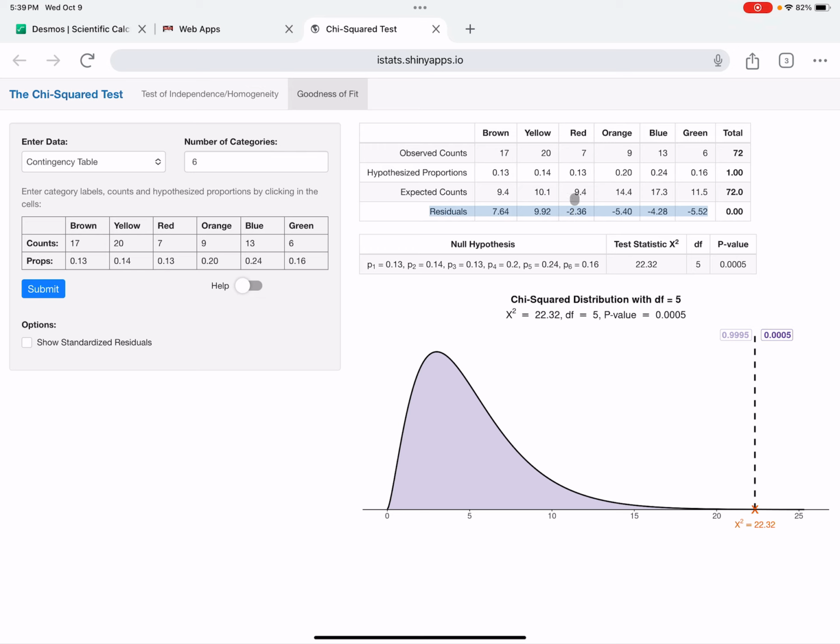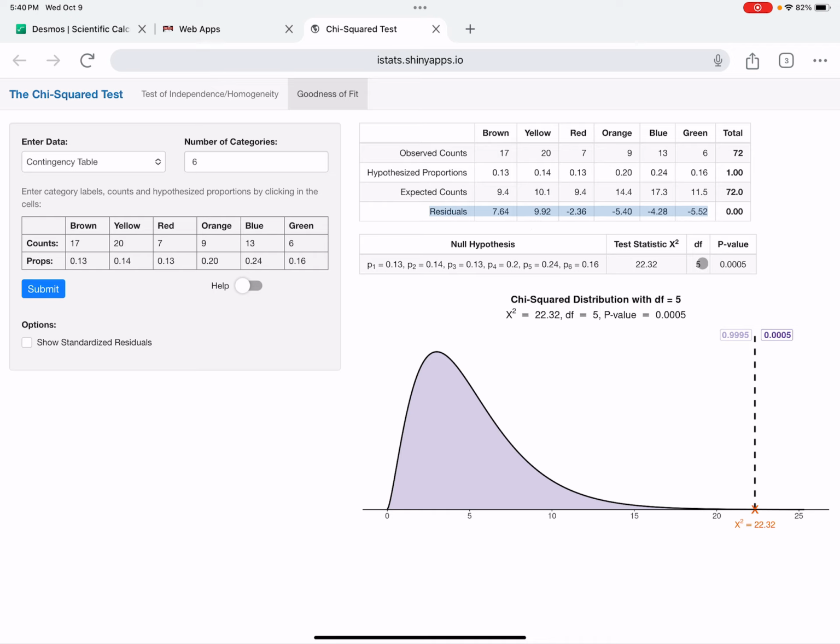The math isn't working out exactly because, again, they've rounded these expected counts. But anyway, that's how these residuals are computed. The reason I point this out to you is because I think looking at the residuals is useful, because you can tell right away which categories had the largest difference. Yellow had the largest difference between what was expected and what was observed.